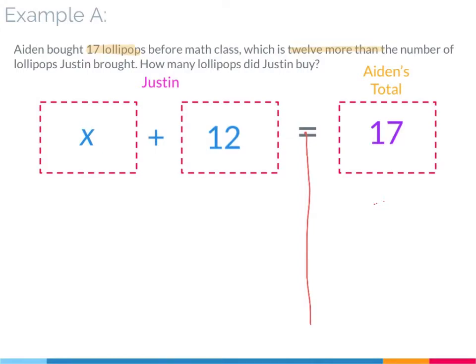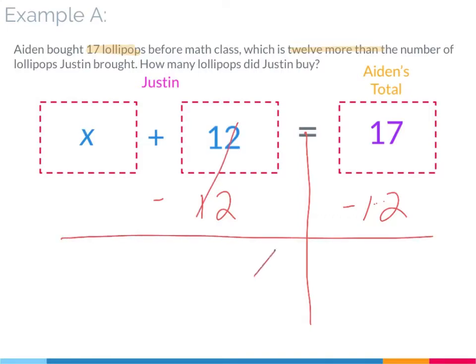I've got a positive 12, so the opposite of positive 12 is negative 12, or minus 12. They mean the same thing. So I'm going to subtract 12 on both sides of my equation. Positive 12 and negative 12 are going to cancel each other out, which is going to leave me with just X on one side of my equation, and then 17 minus 12 is 5.